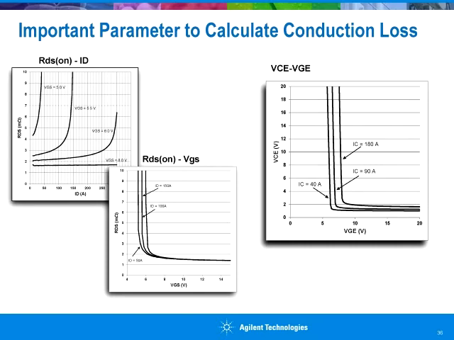So to evaluate the conduction loss, on resistance of the device is very important. These are the typical on resistance characteristics described in power MOSFET datasheets. And also for IGBT, collector to emitter saturation voltage is important to calculate the on-state power loss, because it is calculated by the on current and on voltage.